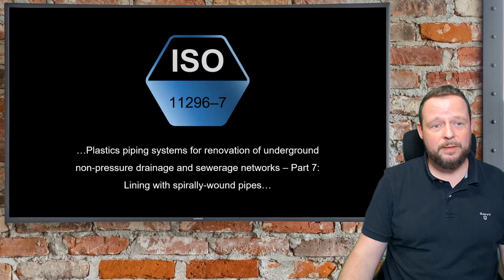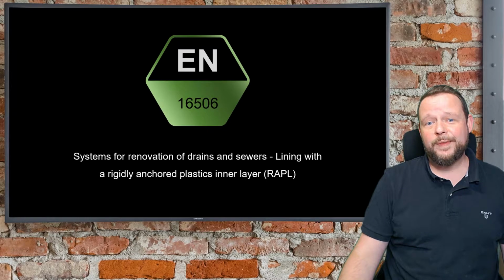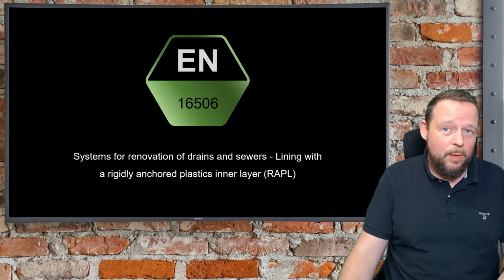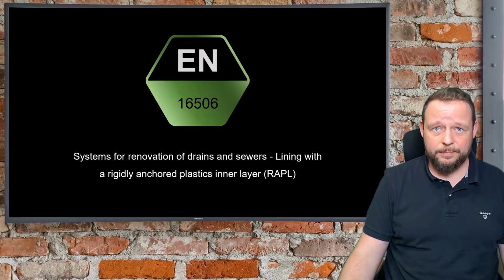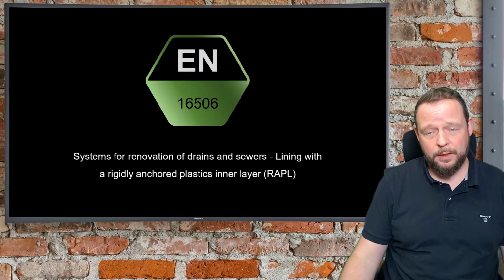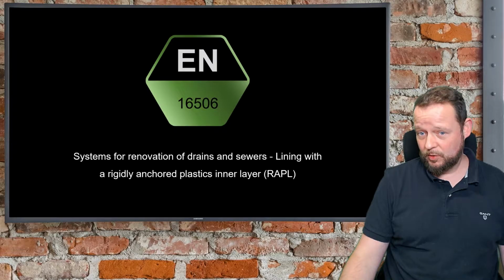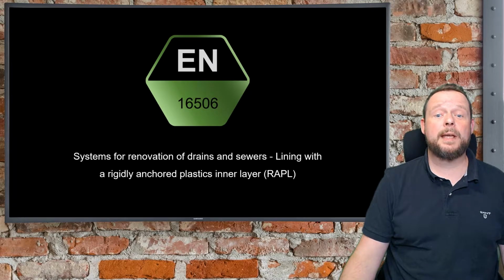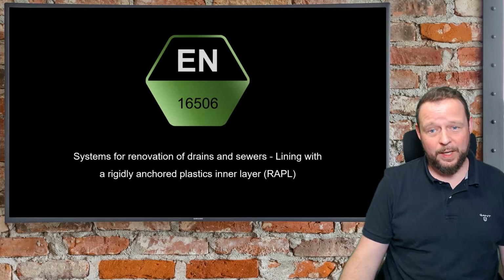And beside this, we do have another standard. It's the EN 16506. And this one covers, let's say, special spiral wound lining technologies, where the static load capacity is mainly given by the cementitious layer. So as mentioned, where we have cementitious mortar or concrete. And the name of this standard is Systems for Renovation of Drains and Sewers, lining with a rigidly anchored plastic inner layer. I mentioned this before, RAPL.